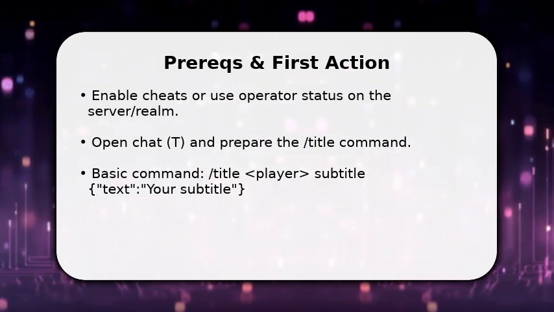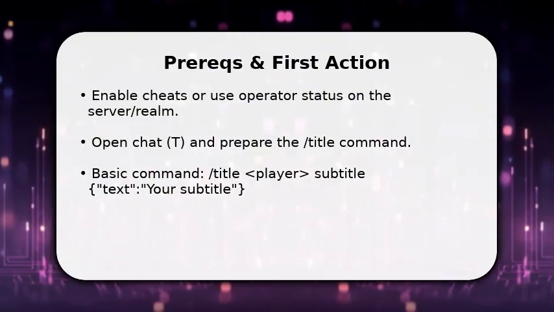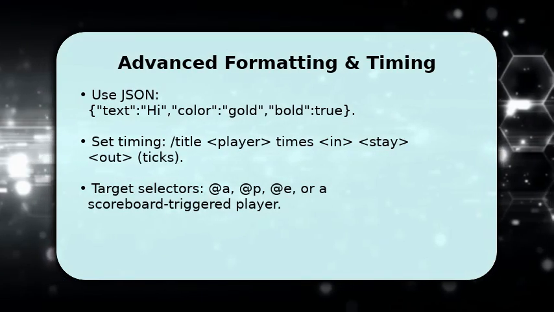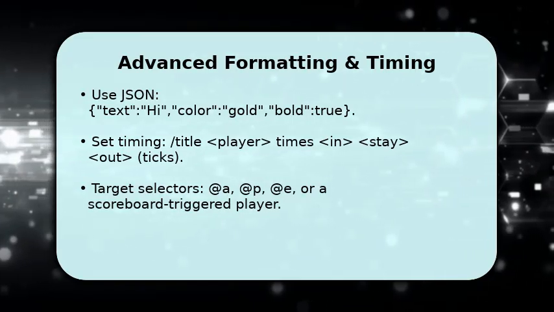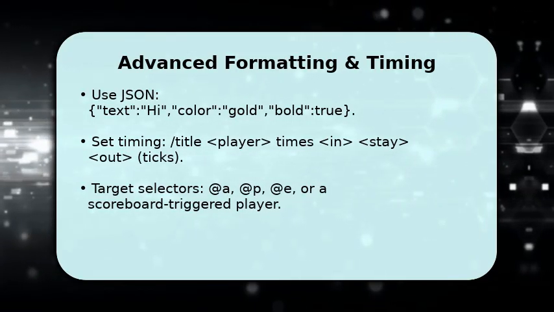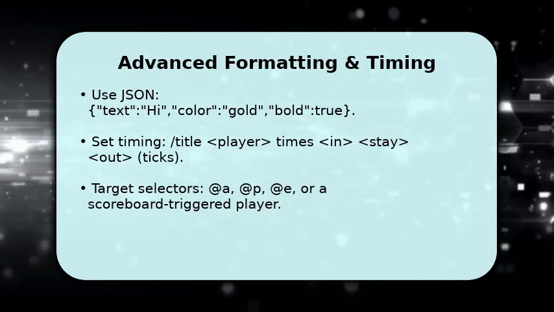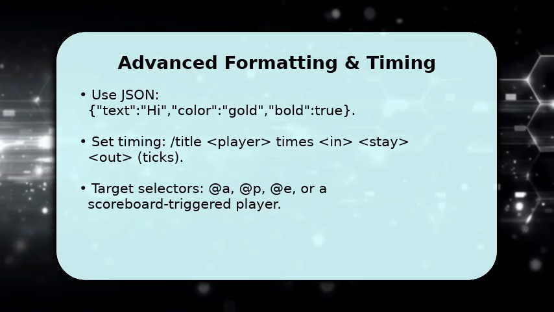Now expand the subtitle with JSON text components so you can add color, formatting, and extra fields. For example, /title @a subtitle {"text":"Wave incoming","color":"red","bold":true}. To control duration, use /title player times 10 70 10, where values are in ticks.